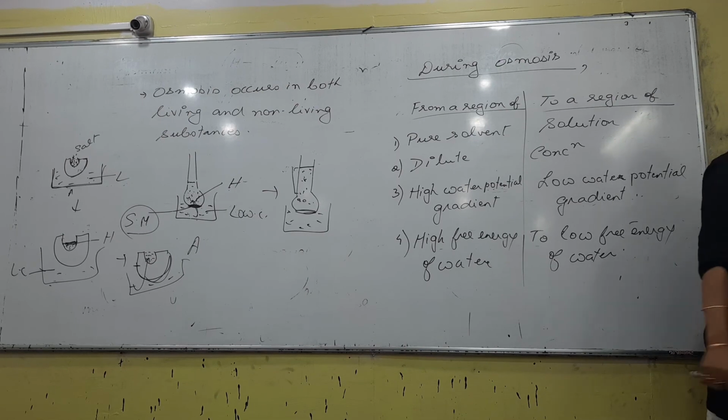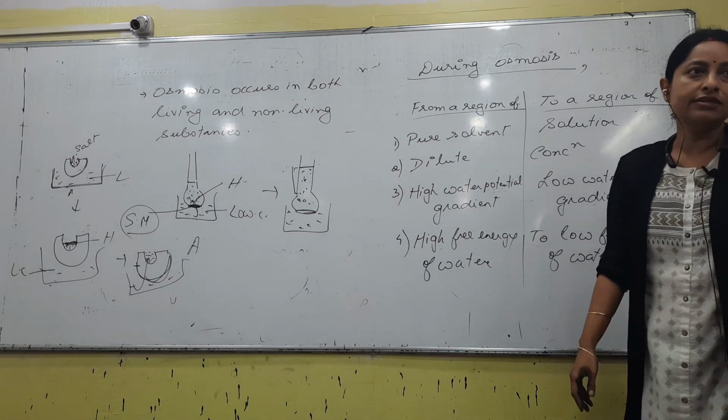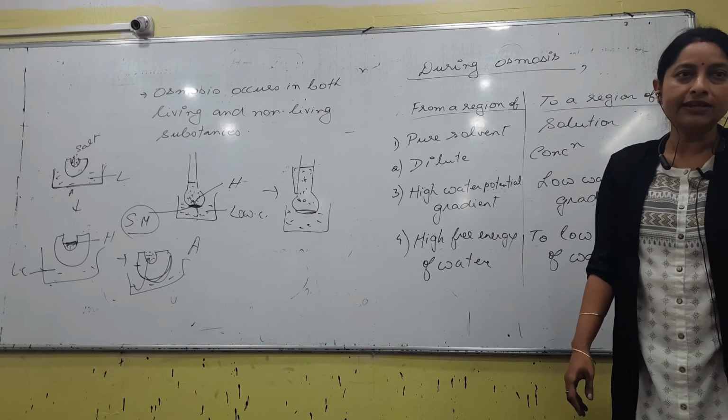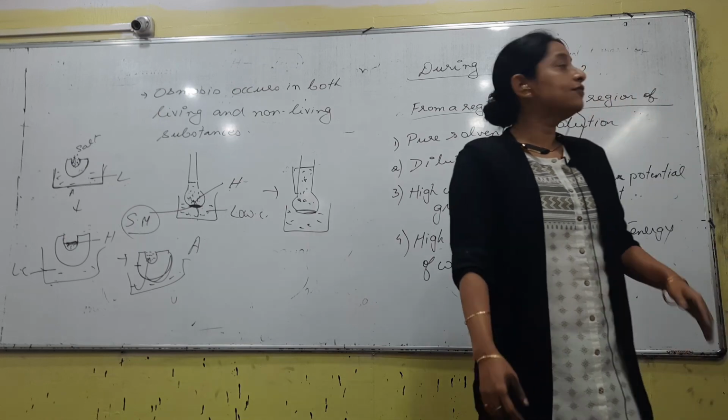For the next class, write the heading types of osmosis. Types of osmosis include endo-osmosis and exo-osmosis. The solutions are hypertonic, isotonic, and hypotonic. We will discuss these in the next class. I think that's all for today. Thank you.